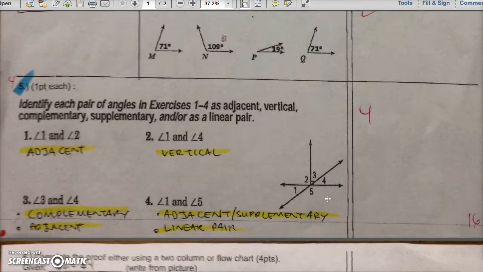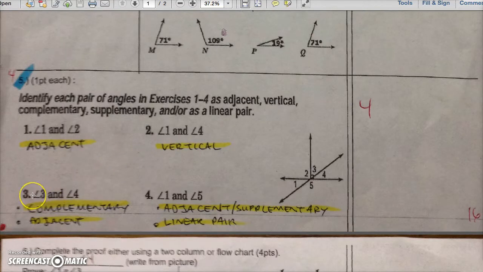If you come down here, you're just supposed to label this based on some vocabulary words. 1 and 2, those are adjacent angles, meaning they are next to each other, or they share a common ray right there. Question number 2, 1 and 4, notice how they have the same lines there that intersect. And they're on opposite sides. Those are called vertical angles. They are not adjacent.